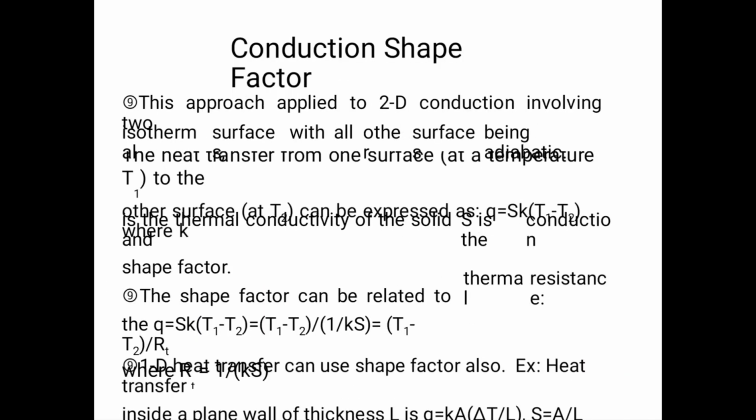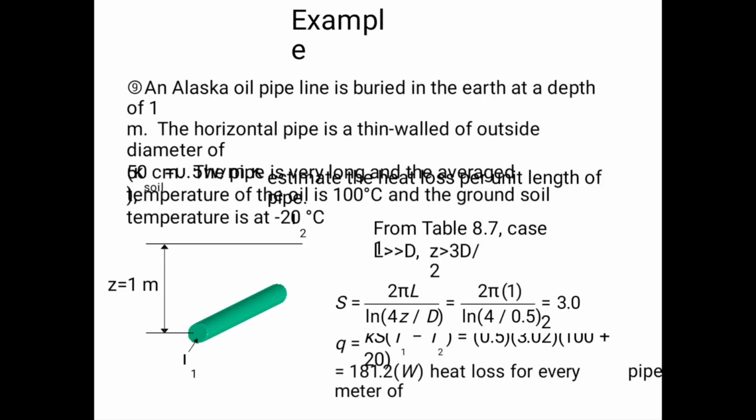The conduction shape factor. The approach applied to 2D conduction involves an isothermal surface, with all the other surfaces being insulated. The heat transfer from one surface at a temperature to the other surface can be expressed. The shape factor can be related to the heat inside a plane wall of a given thickness.